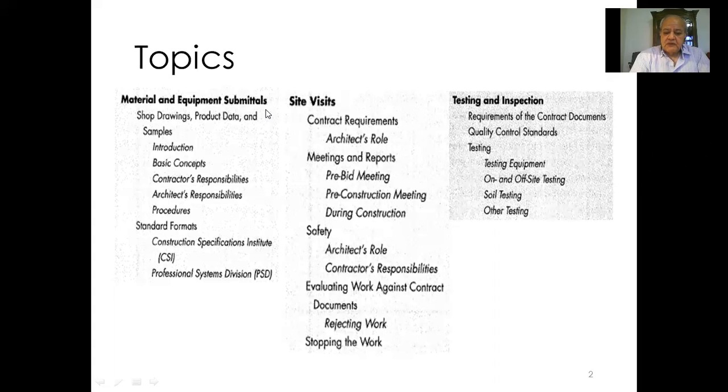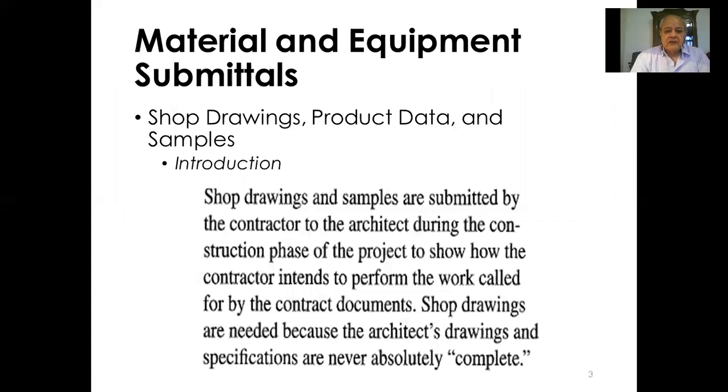And then you have also to make sure that the work is going according to the documents and contract, how to reject work if it's not following the contract documents, and whether you are allowed to stop the work or not. Testing and inspection is indicated in the contract documents. What type of testing is required of concrete cubes, of glass, of different materials. So you have to make sure that you are following that.